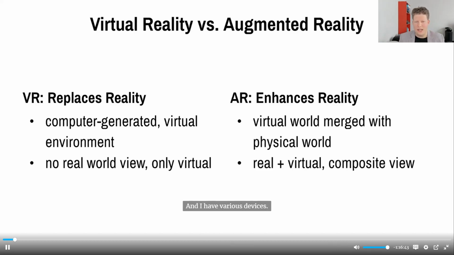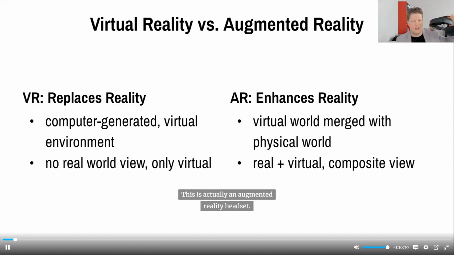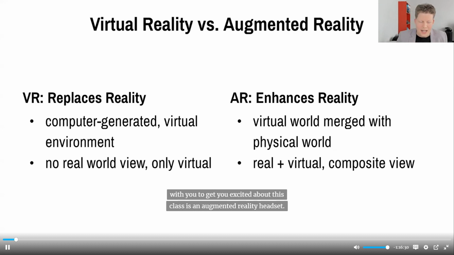Augmented reality, and I have various devices. These devices look pretty similar. This is actually an augmented reality headset, the HoloLens 2, that I also used in some of the material that was shared with you to get you excited about this class. There you see mostly the real world augmented with virtual content. So it's a real plus virtual composite view.